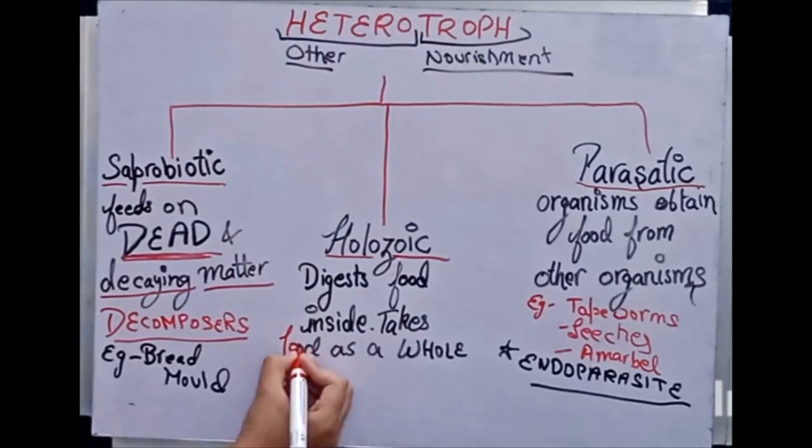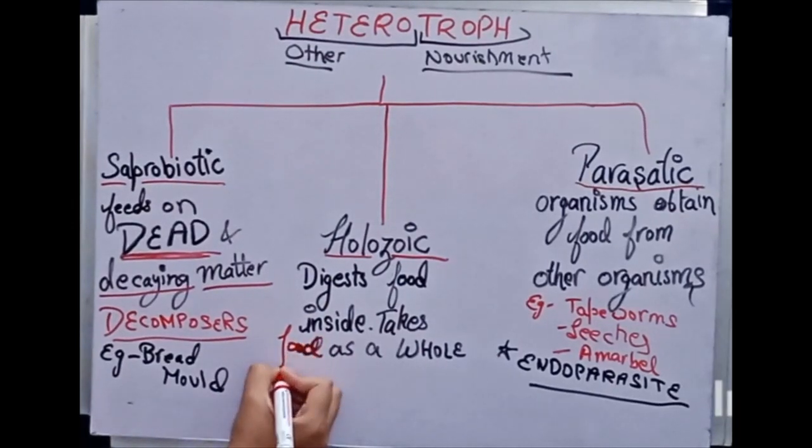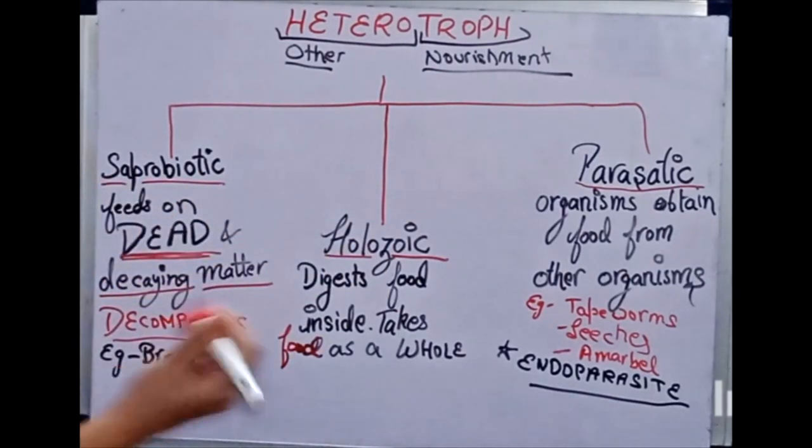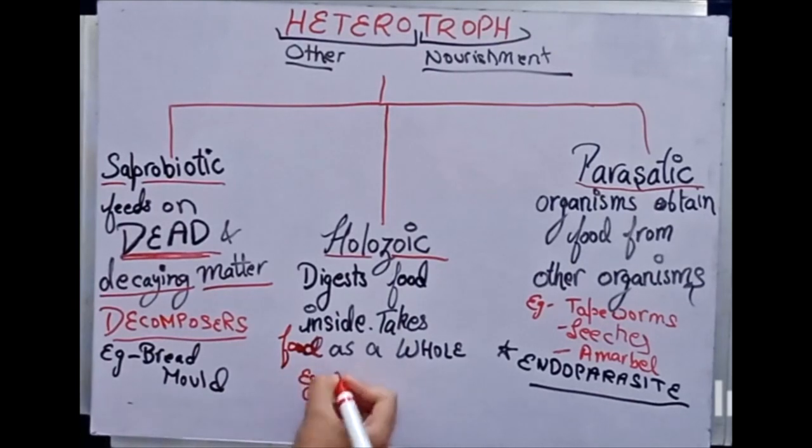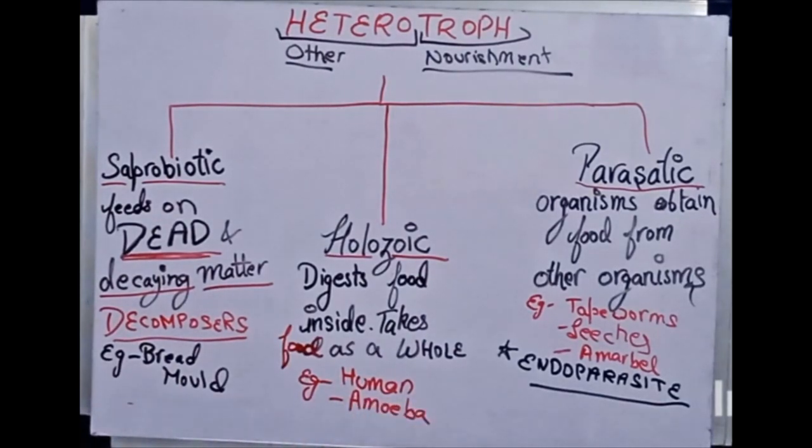We are done with saprobiotic as well, and now we'll talk about holozoic. Again, a very common example is us, the humans, or you can say amoeba. These are the examples of holozoic nutrition.